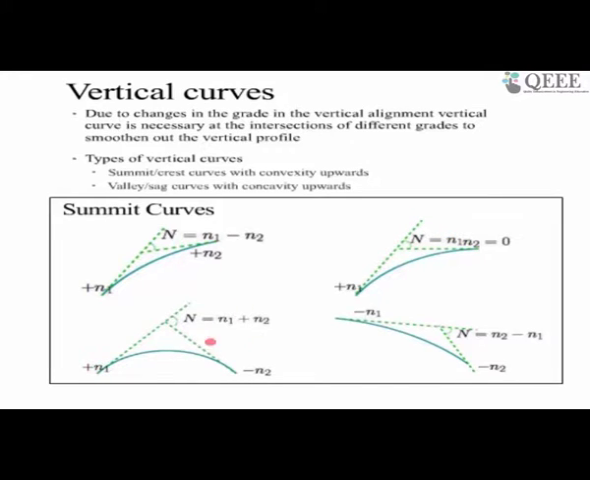Likewise here, positive meets with a negative, so the difference is going to be positive because it is n1 plus n2. So this is definitely going to be a summit curve. Again, two negative gradients can also form a summit curve. So in this case, what is happening? A milder negative or descending gradient meets with a steeper descending gradient. So in this case, minus n1 minus of minus n2, which is n2 minus n1, is actually going to be positive. So it is going to form a summit curve.